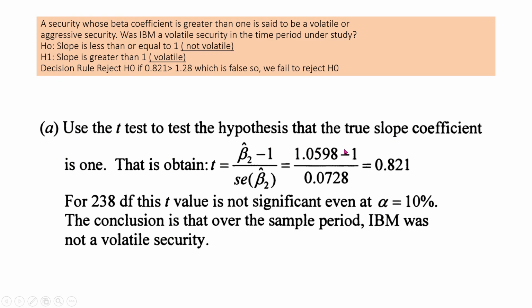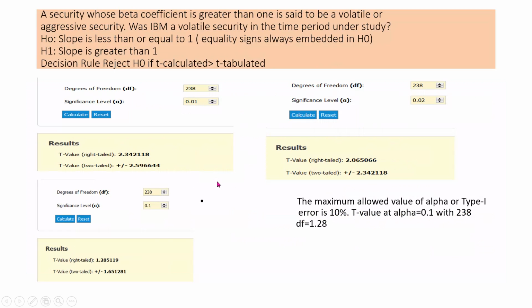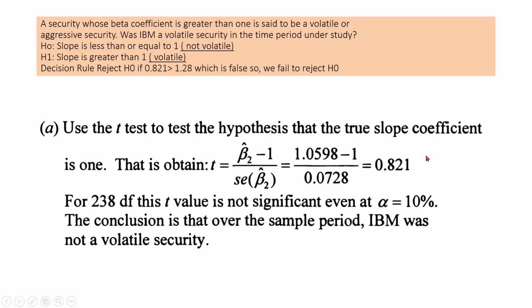Now why this one? Because the threshold value against which we are testing is 1. So the sample slope minus the threshold value divided by the standard error. Once again, as I said, standard errors are already given here. So we are going to divide by the standard error. So this is the value of T calculated.